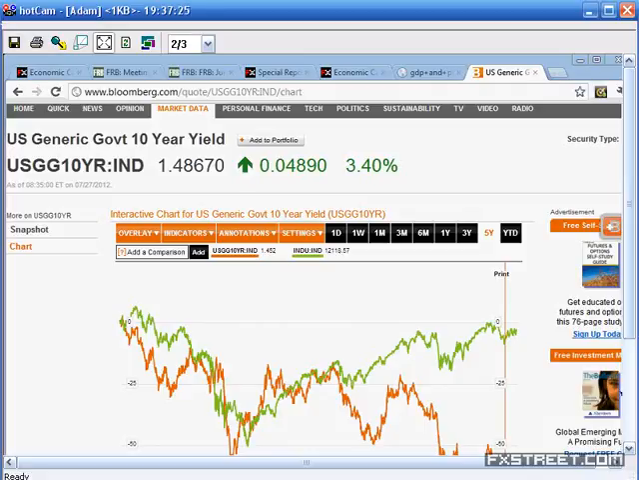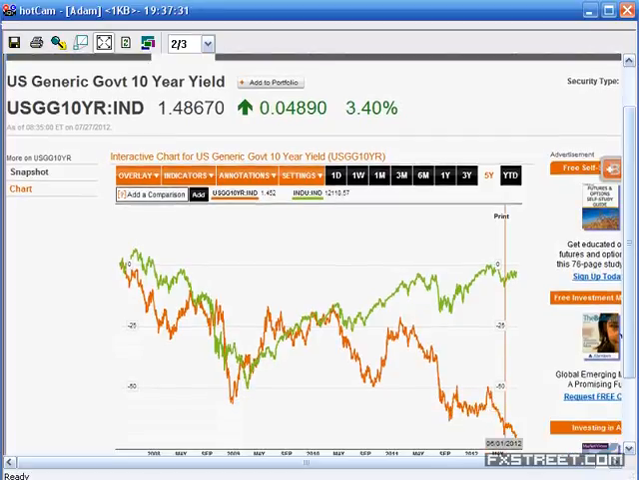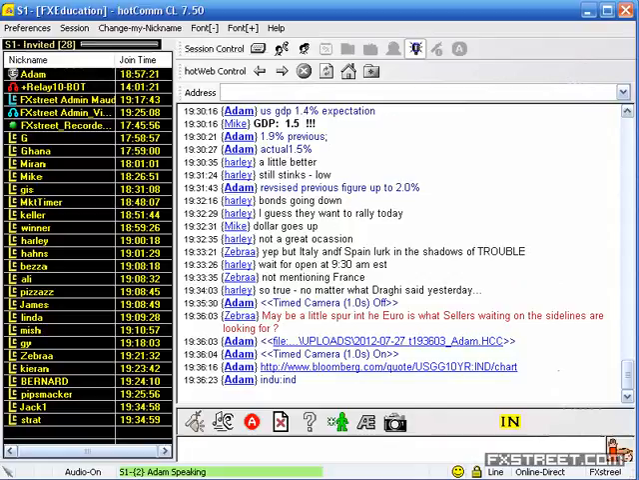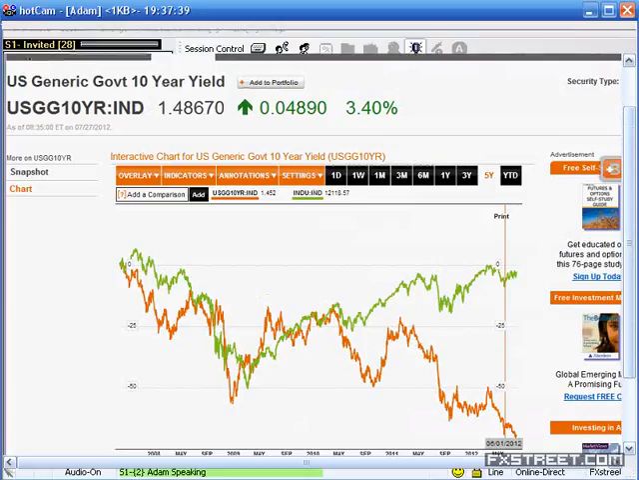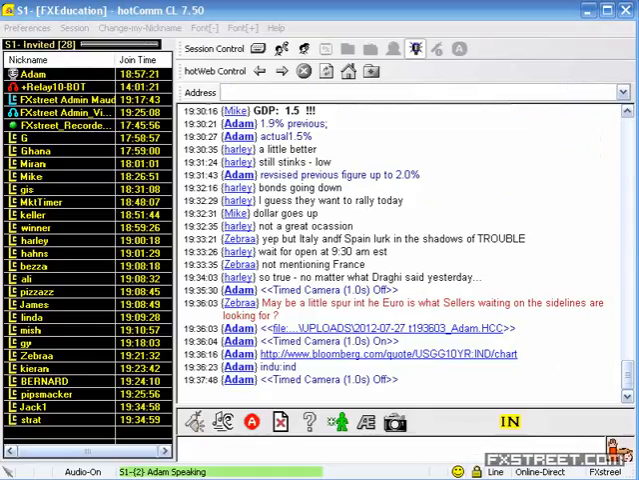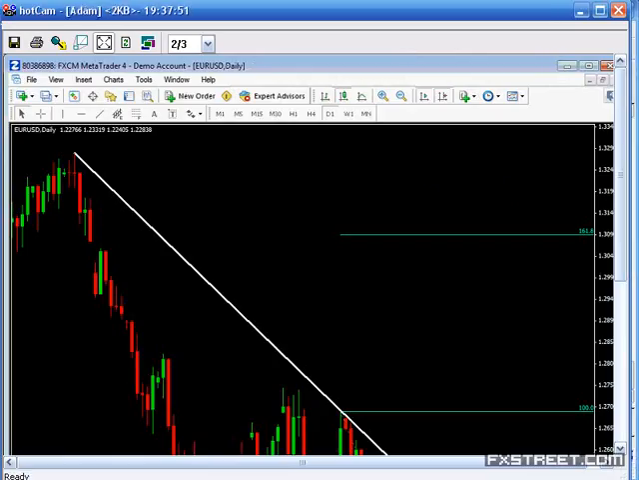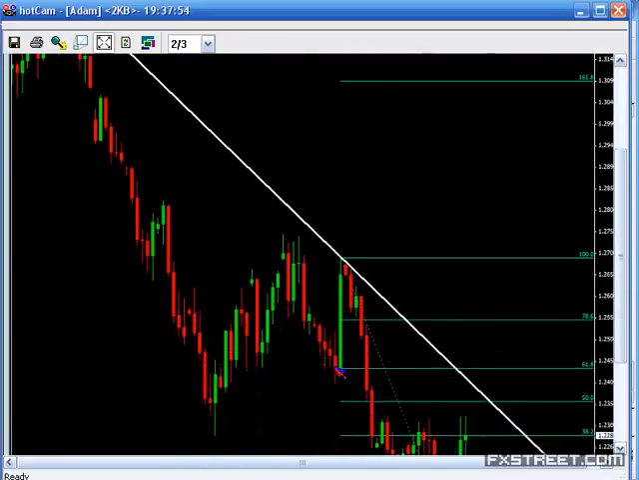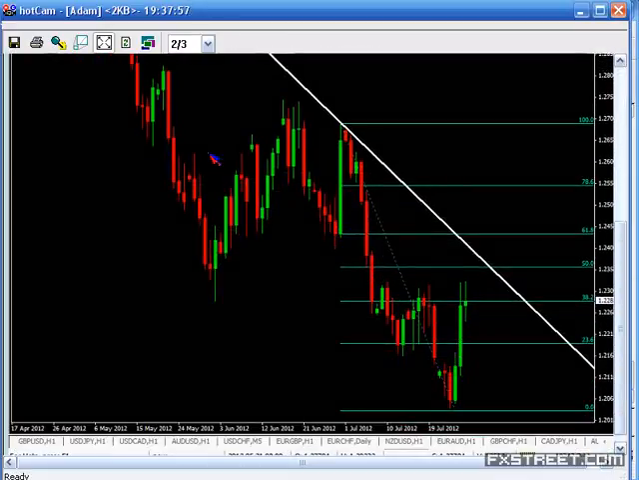Now, but Italy and Spain lurk in the shadows of trouble, not to mention France. It's very, very true. And also on the same note, maybe a little spur in the euro is what sellers are waiting for on the sidelines. Listen, I agree. I think long term, I don't think that there's any question where we're going in the euro. Not to rain on Mario Draghi's parade, but the fact of the matter is, the long-term chart is to the downside, these are long-term fundamentals sending the euro dollar lower. Nothing has changed so far.